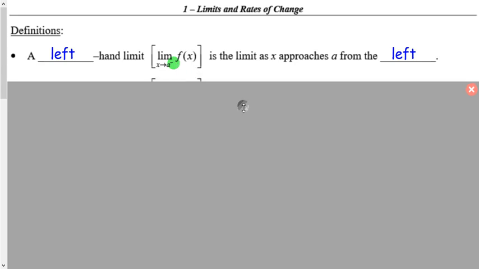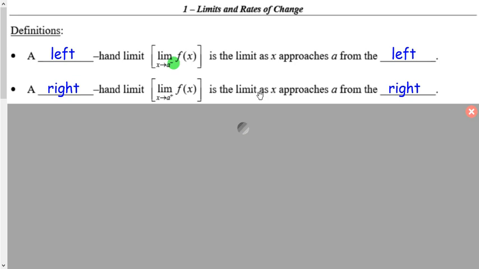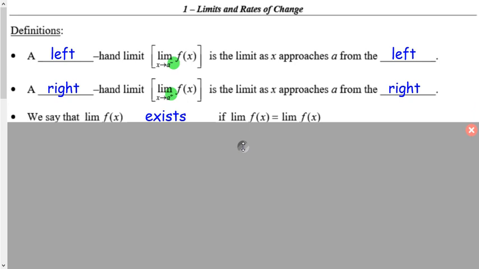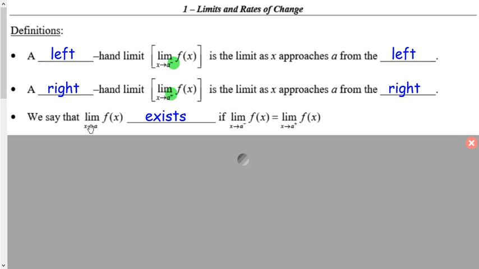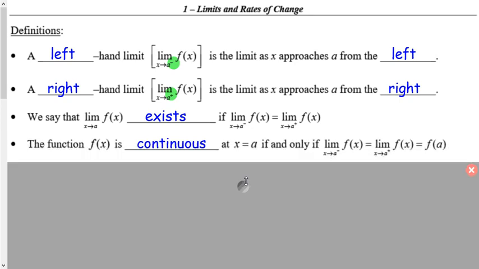And you can guess what a right-hand limit is going to look like. If we're approaching a from the right-hand side, then we have this little plus in the exponent, so we're coming from the positive side towards a. So that's how we show in notation that we're finding a left or right-hand limit. We say that a limit exists if the left-hand limit is equal to the right-hand limit. We've talked about that previously. We're just making it a little bit more formal with this notation.